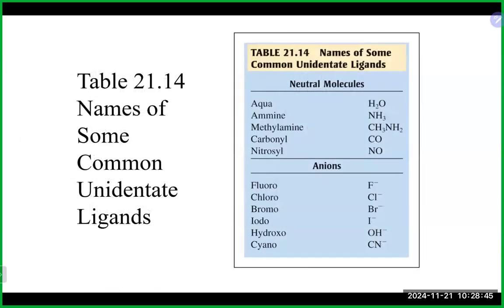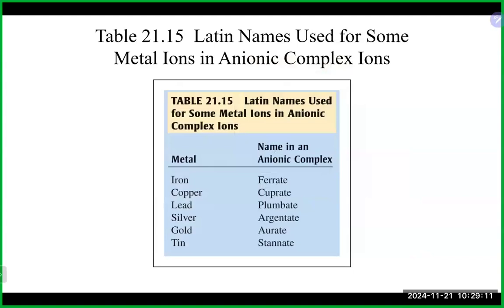So let's take a look at some of these ligand names and see how we can go through them. Here are some ligands: aqua or aquo for water, ammine, methylamine, and then our halogens: fluoro, chloro, bromo, iodo, hydroxo, and cyano for cyanide. And here's what I was talking about. If the complex ion is negative, we use the older metal names: ferrate for iron, cuprate, plumbate, argentate, aurate for gold. So those end in -ate and are the older names.